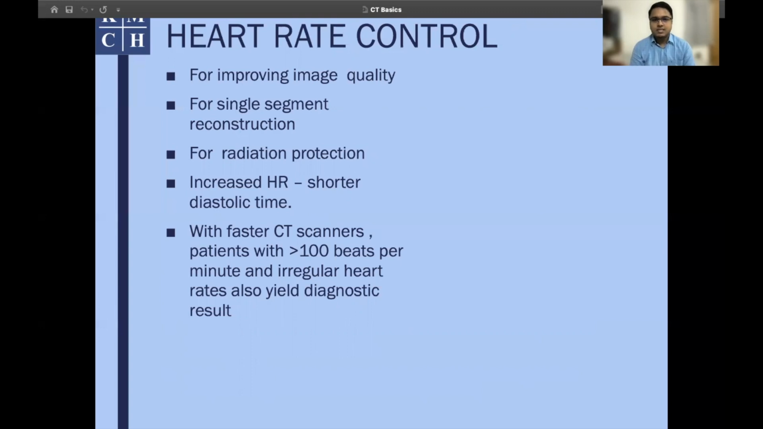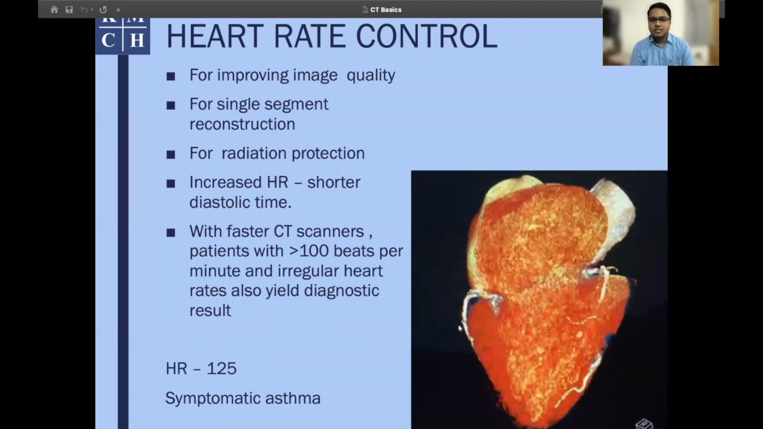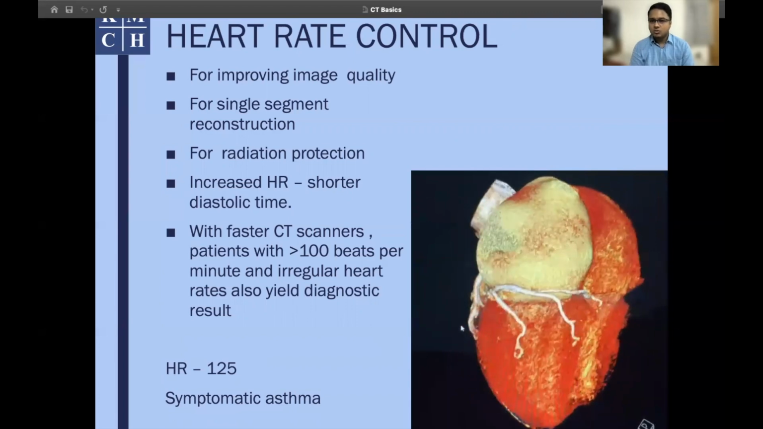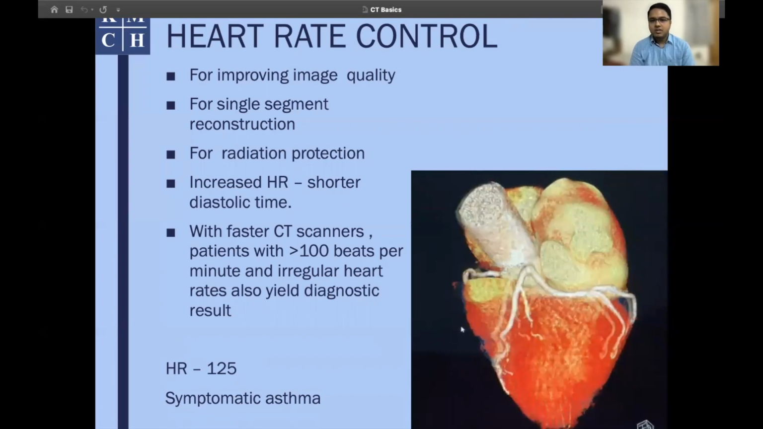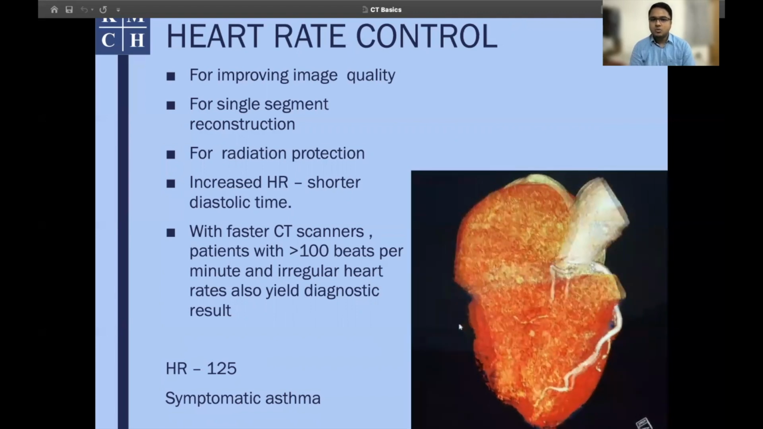However, with faster CT scanners, patients with a heart rate of more than 100 can also get good diagnostic quality images. So this is a particular case where the heart rate was around 125. Symptomatic asthmatic patients, so beta blockers could not be given, but still we could get good quality images in a third generation dual source scanner.